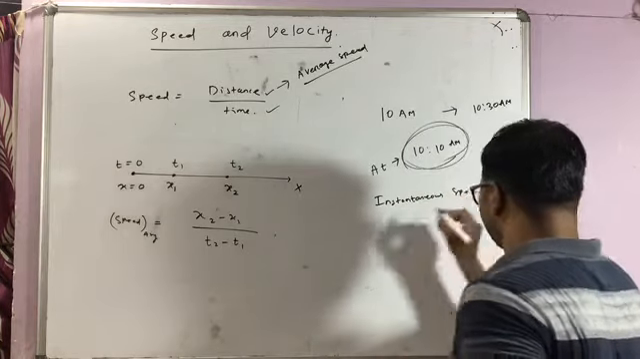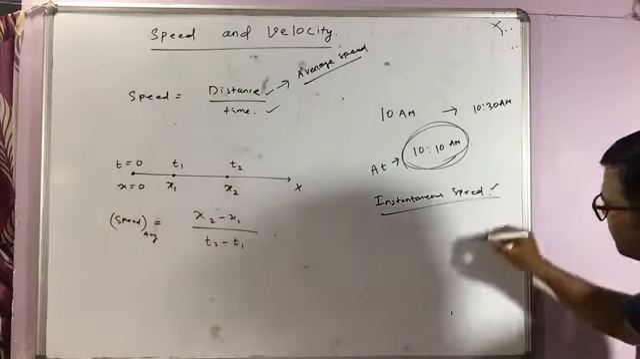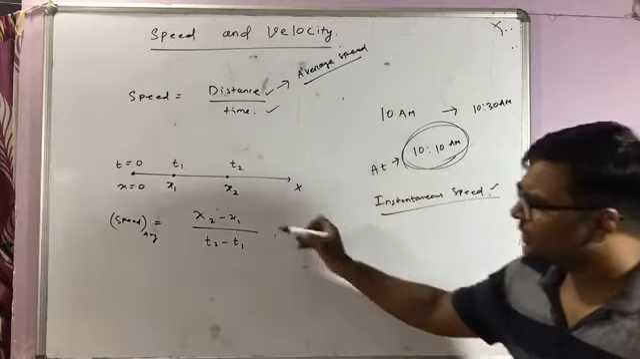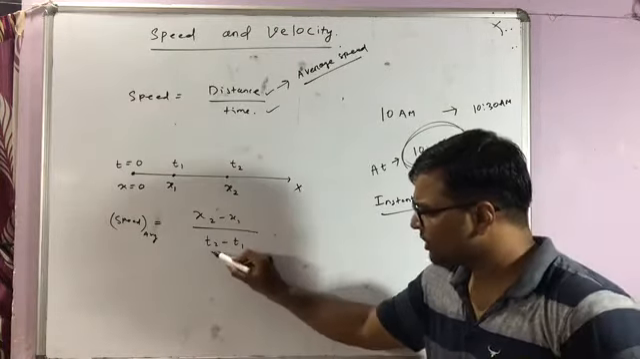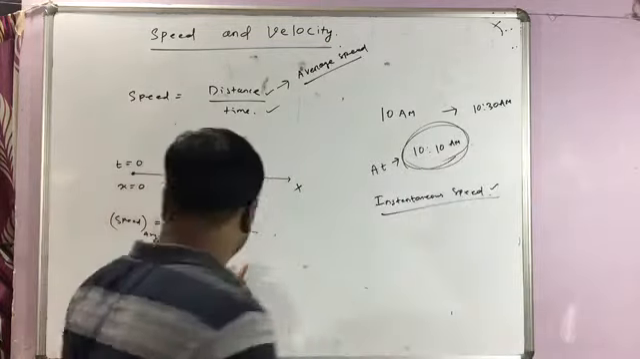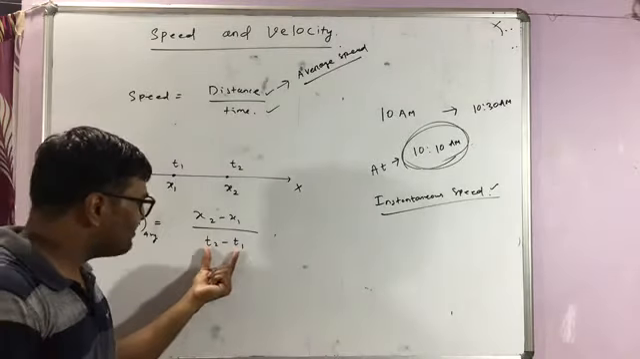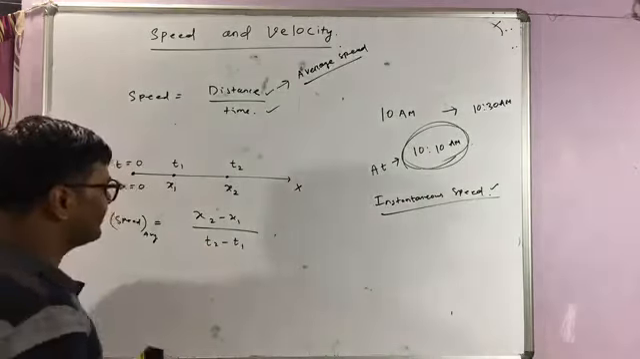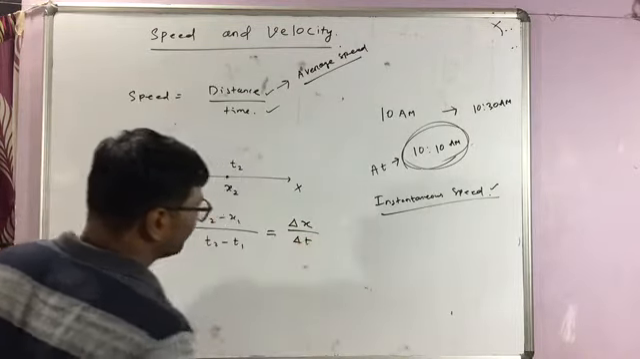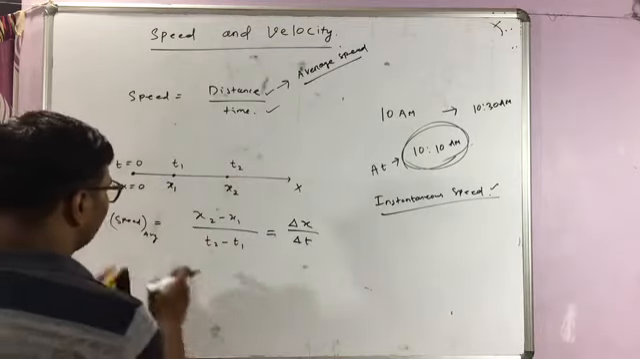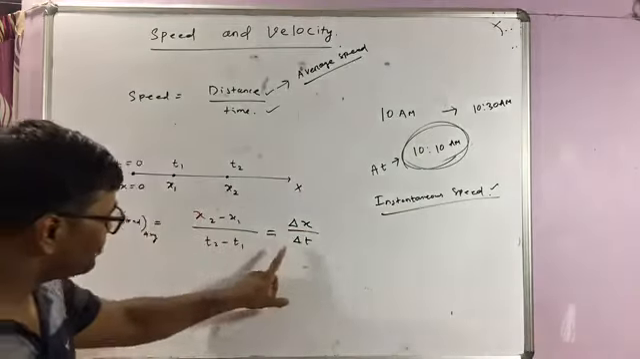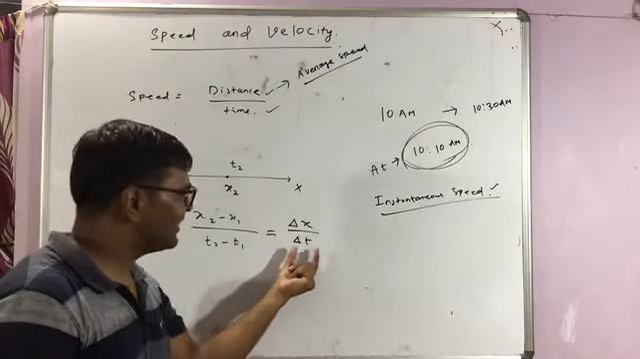Instantaneous speed. And remember, the formula for instantaneous speed means what? Speed is actually your change in position divided by the time span. But instantaneous means this time span tends to 0. With this we can write your average value like delta x by delta t. This average speed will be equal to instantaneous speed in the case when delta t is very, very small and tends to 0.